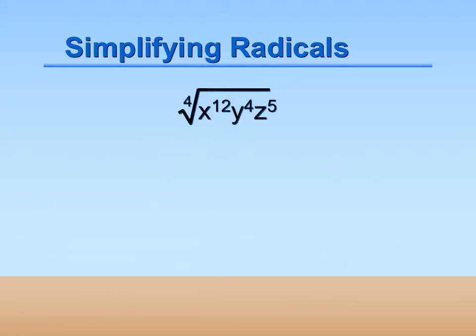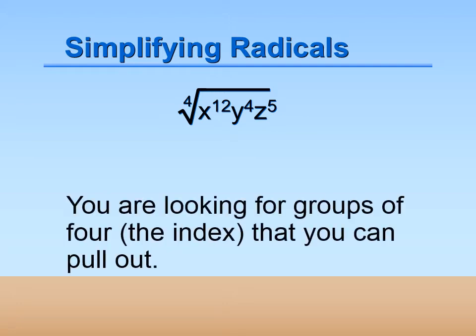Next one, we have 4th root of x to the 12th, y to the 4th, and z to the 5th. So now we're looking for groups of 4, right? So x to the 12th, that is 3 groups of x to the 4th, so that means we're going to have x cubed. And then we have y to the 4th. That's one group of 4, which means we're going to pull out one y. Then we have z to the 5th. Z to the 5th is one group of z to the 4th, so we're going to pull out one z, leaving us a z on the inside of the radical.